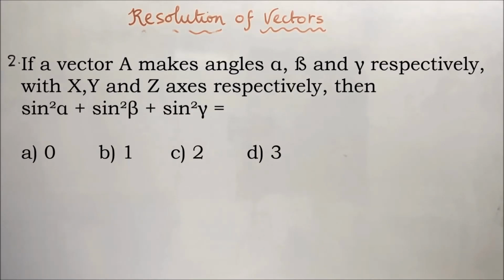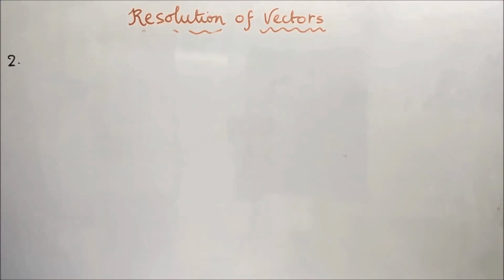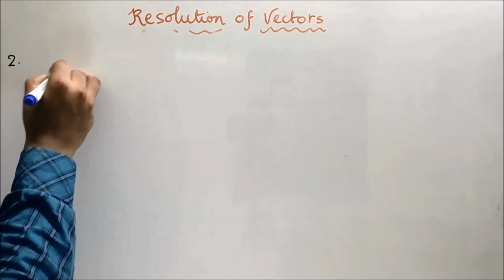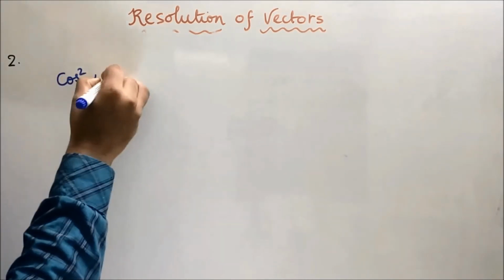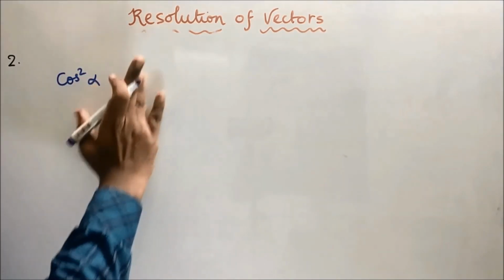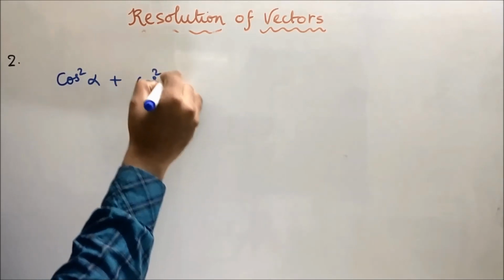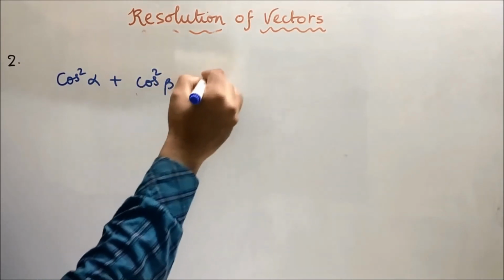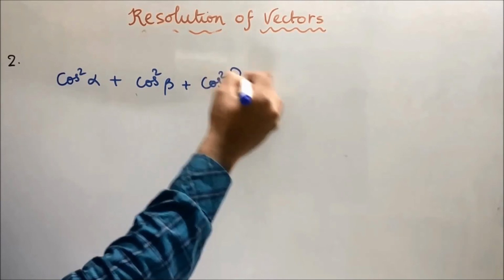So I hope you have got the answer. We have seen the sum of squares of direction cosines is equal to 1. That is cos square alpha, cos square beta, cos square gamma.